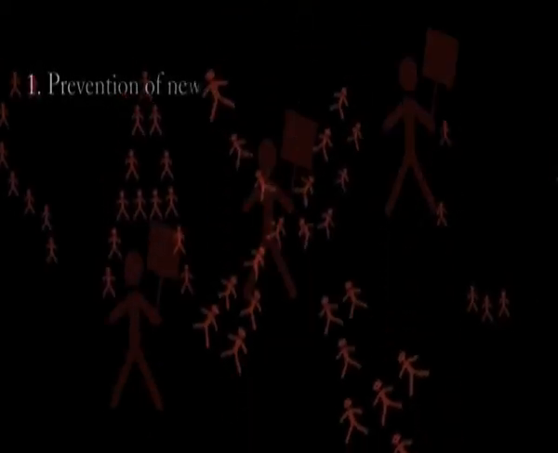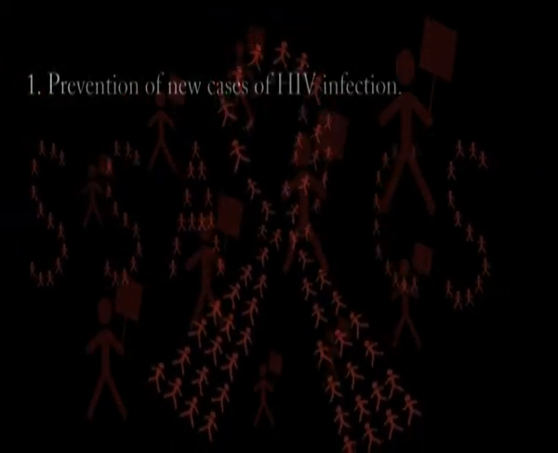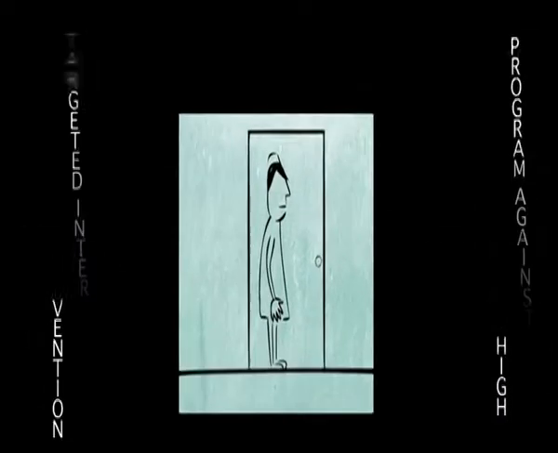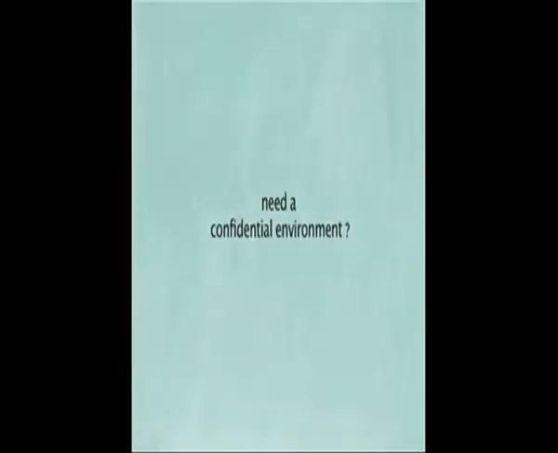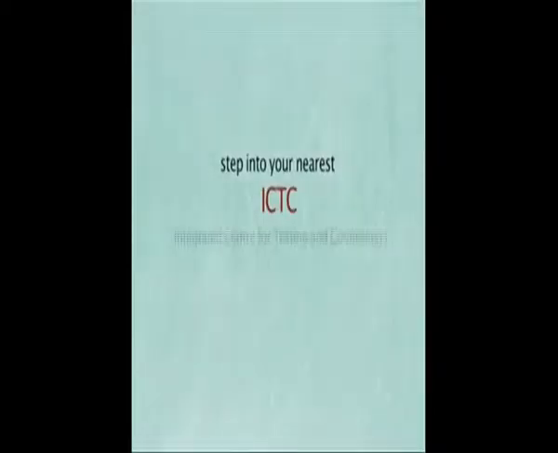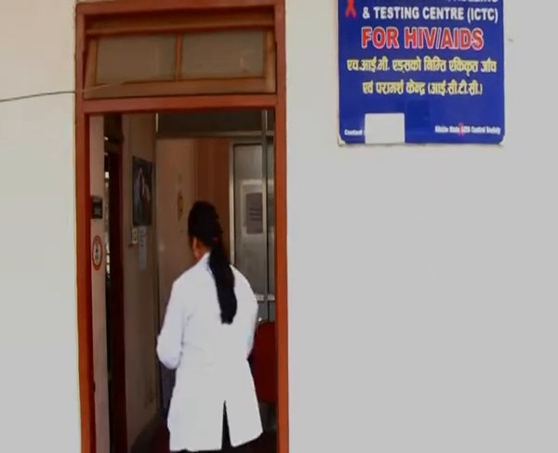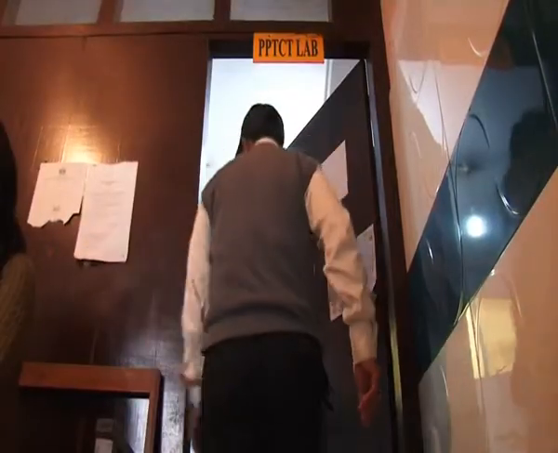There are 4 components to NACP3. The first is the prevention of new cases of HIV infection. For this we have various strategies: targeted intervention programs against high-risk groups, that is injecting drug users, commercial sex workers and men having sex with men. Secondly, we have integrated counseling and testing centers, both for the general public and for pregnant women. The latter is also known as PPTCT, or prevention of parent to child transmission.